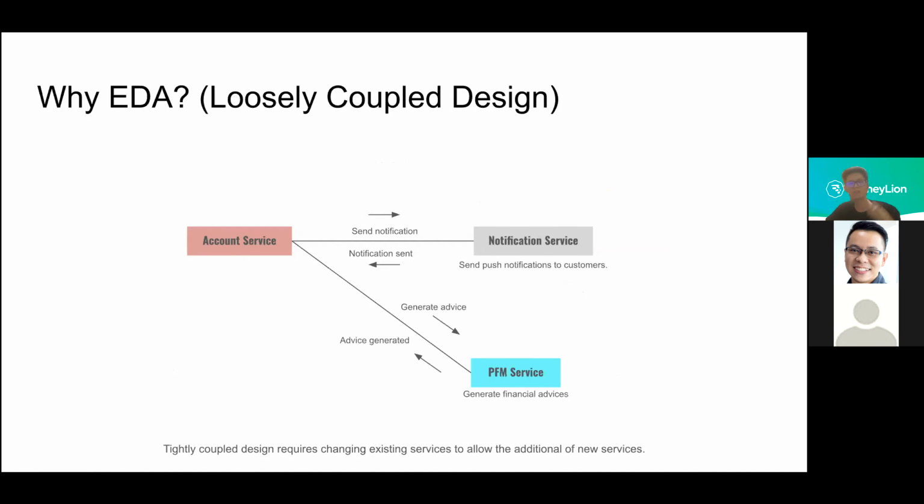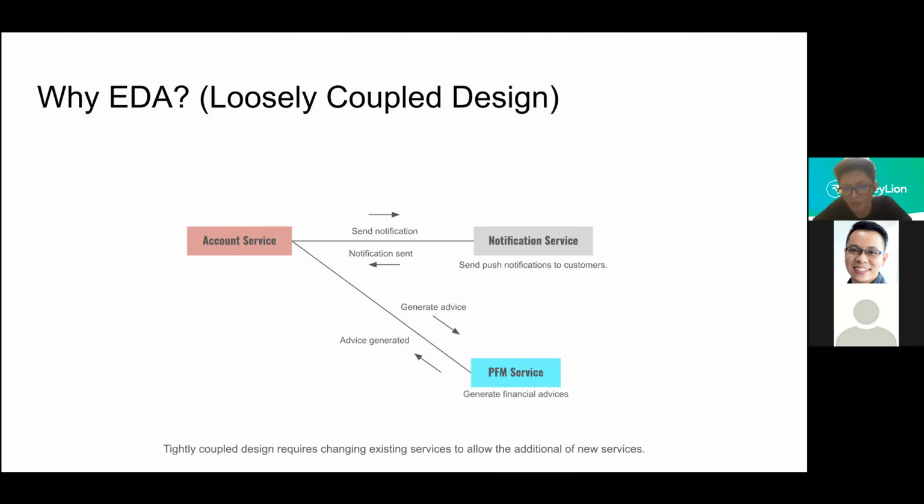Right, so let's talk about the first reason why you want to use event-driven architecture and how it can help enable a better design. In this case, the first reason for using event architecture is to make sure that you have a loosely coupled design. A loosely coupled design allows the system to be adapted more easily without changing too many parts of the system.